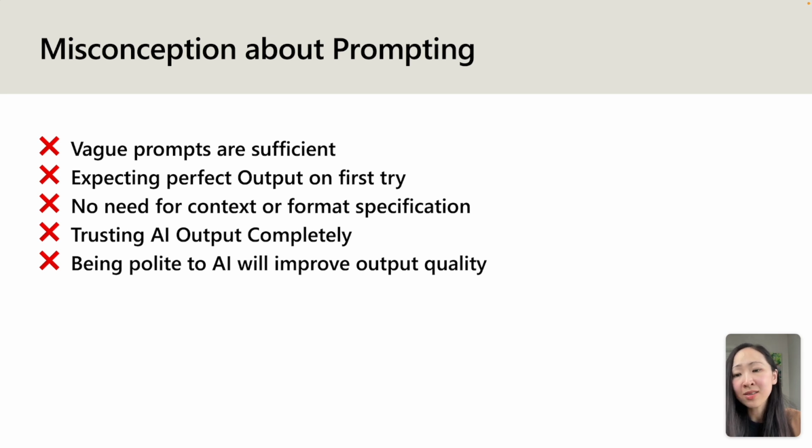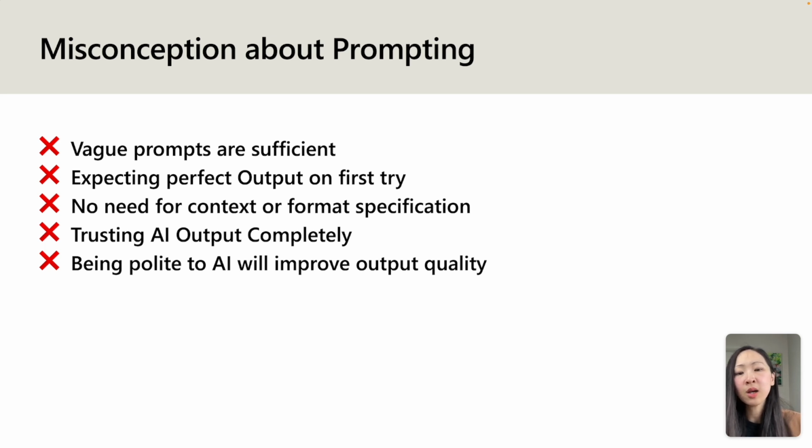The fourth one is trusting AI output completely. In reality, every AI model can hallucinate. They will make up false information. That's why you should never just use AI output without your own judgment and critical thinking, because AI can make mistakes.